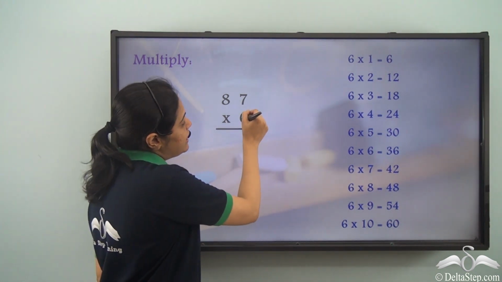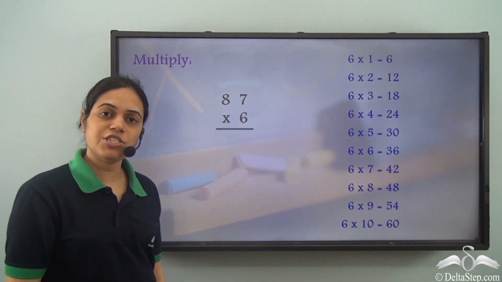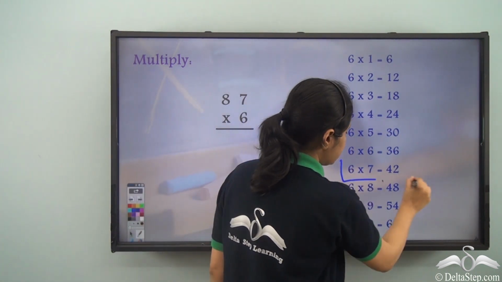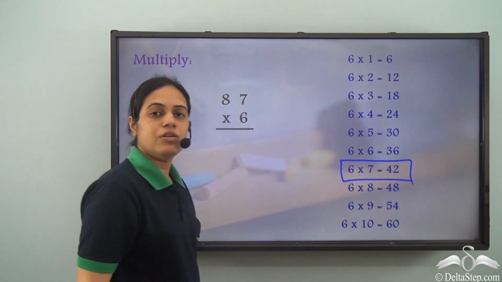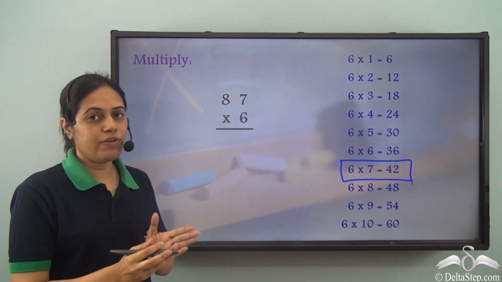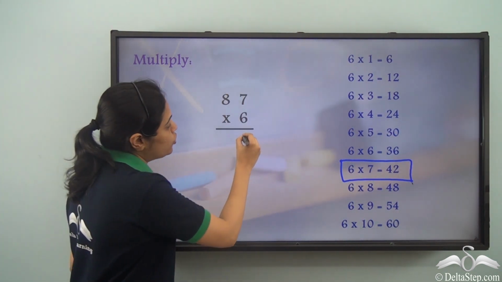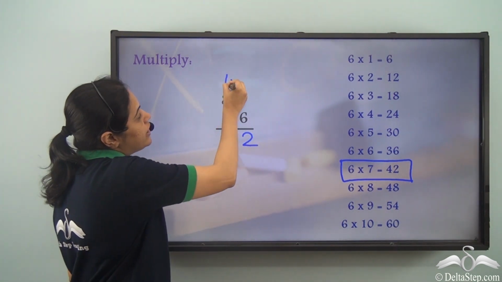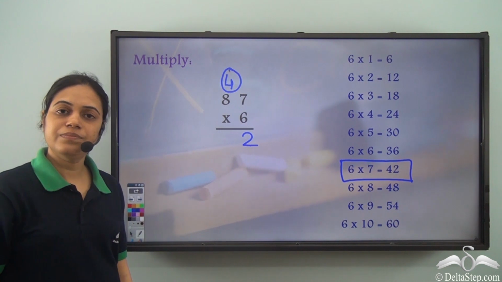First I will multiply 6 by the ones digit, that is 7. 6 into 7 is 42. So 42 is 2 ones and 4 tens. 2 ones is written here and 4 tens is carried here.